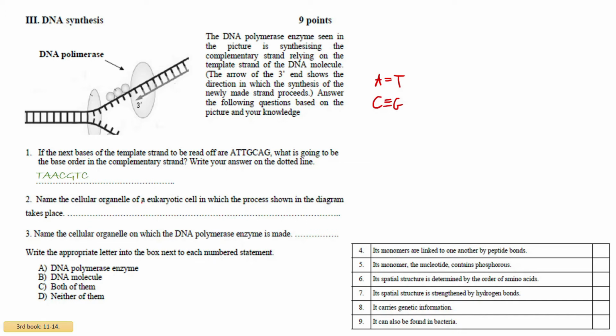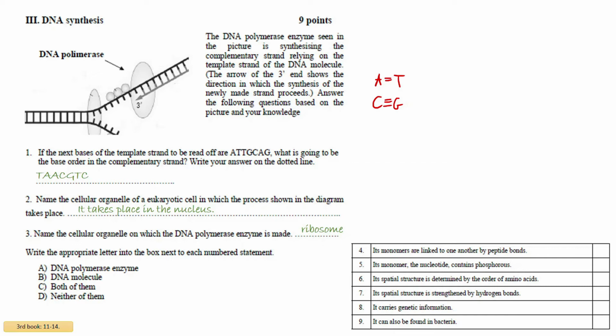Name the cellular organelle of a eukaryotic cell in which the process shown in the diagram takes place. DNA synthesis is happening in the cell nucleus, so it takes place in the nucleus. Name the organelle on which the DNA polymerase enzyme is made. It is made on the ribosome. Write the appropriate letter into the box next to each numbered statement. Okay, DNA polymerase enzyme, DNA molecule, both of them or neither of them.